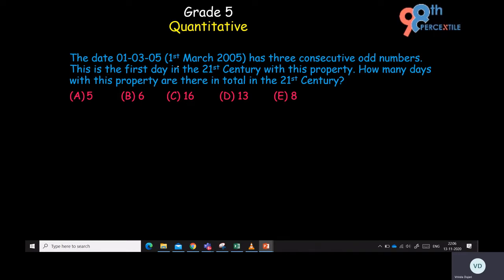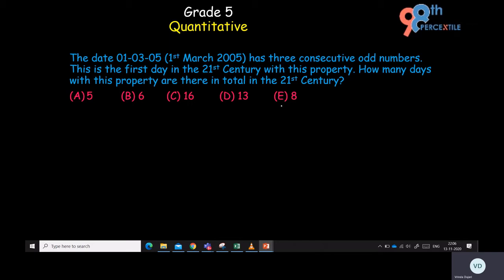010305, which is read as 1st March 2005, has three consecutive odd numbers. Okay, and this is the first day in the 21st century with this property. How many days with this property are there in total in the 21st century?